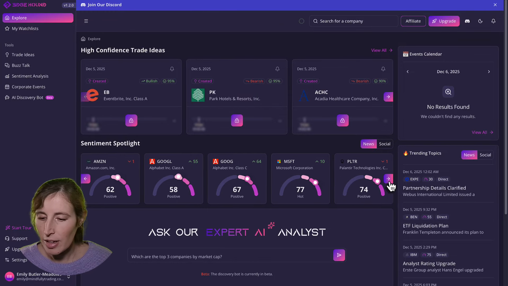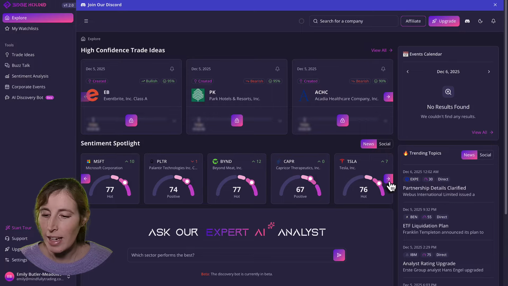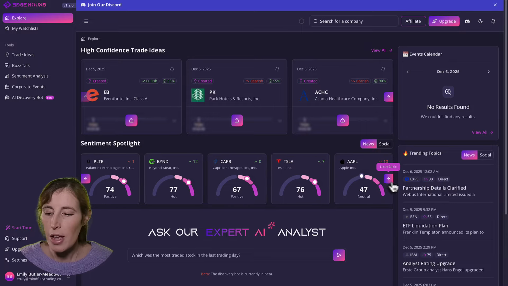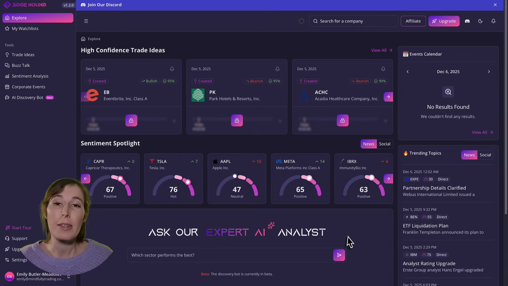Microsoft, let's have a look, Palantir. So at a glance, you can just see, as a gauge, where the markets are. At the moment, a lot of the markets are looking more bullish than bearish. At the bottom, we have Ask Our Expert AI Analyst.